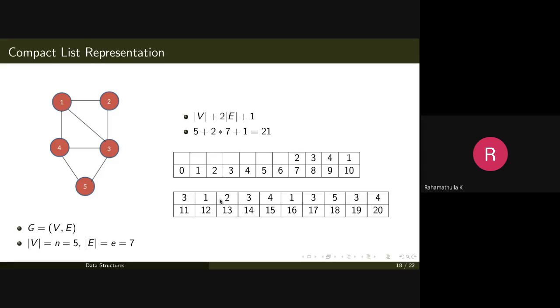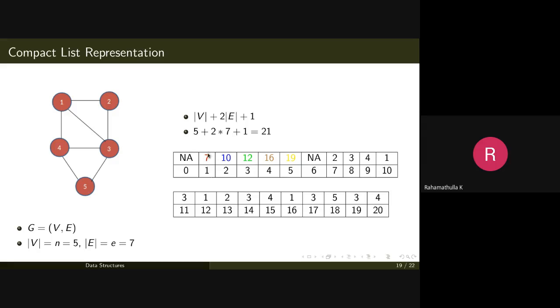So it is 1, 2, 4, and 5. Sorry, this should be 5. So like that we'll mark. Then we need to fill up these places, so that we can differentiate which are the positions in the array which correspond to the first vertex, which are the positions which correspond to the second vertex, and so on. We'll mark it like this.